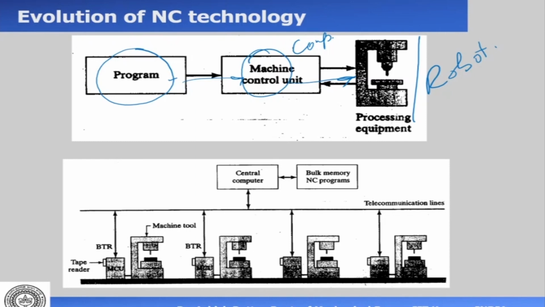Now, as time went by, the computer became more and more powerful. And as it became more powerful, it could control many machines that you can see here. Okay, so it's one computer, one machine. Here there is one central computer, and it is controlling many machines together now. So essentially, the computer is becoming more and more powerful. From NC, we go to CNC, then we go to DNC, okay, in that order.